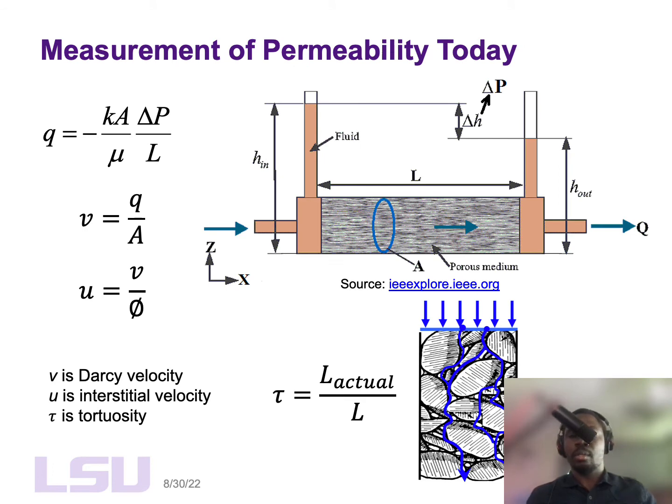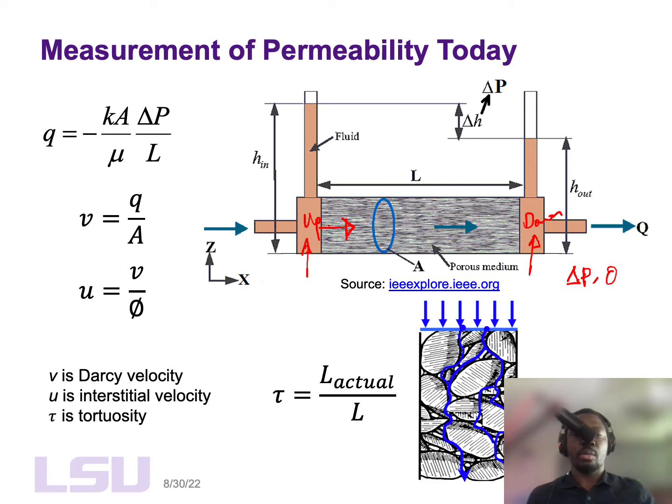So today, our measurements of permeability look more like this. Instead of flowing through the sand bed in the vertical direction, we actually flow horizontally. And then the permeameter, which is the name of the equipment, is able to show you the pressure difference between the upstream and downstream. So this will be the upstream, and this will be the downstream.